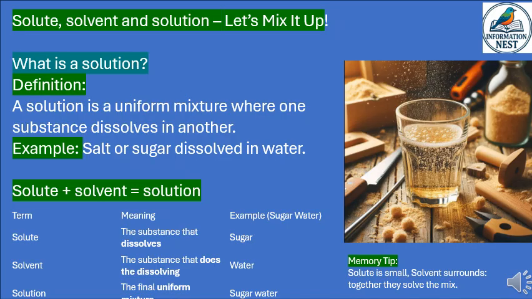The substance that dissolves is called the solute. Think sugar or salt. The substance that does the dissolving is the solvent. Most often it is water, a universal solvent. And the final smooth blended result, that is your solution, like sugar water or ORS. Here is a memory tip to keep it crystal clear. Solute is small, solvent surrounds, together they solve the mix.